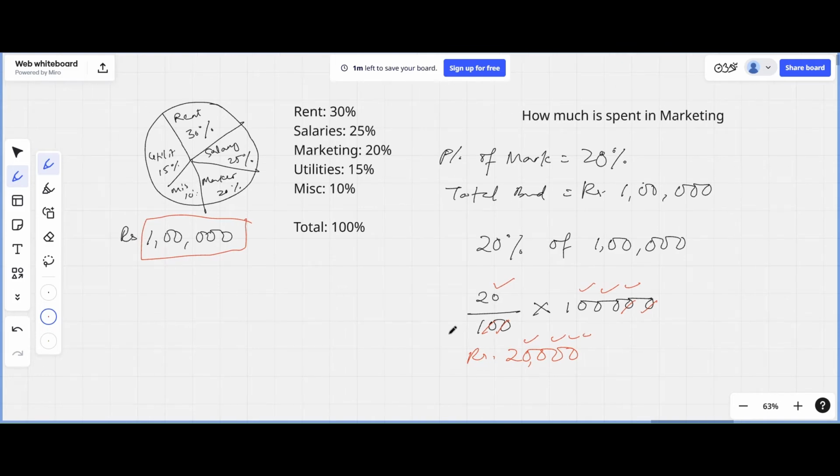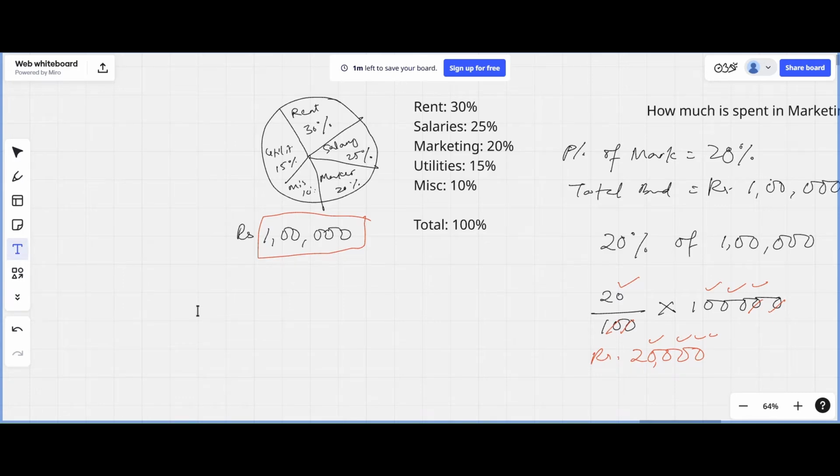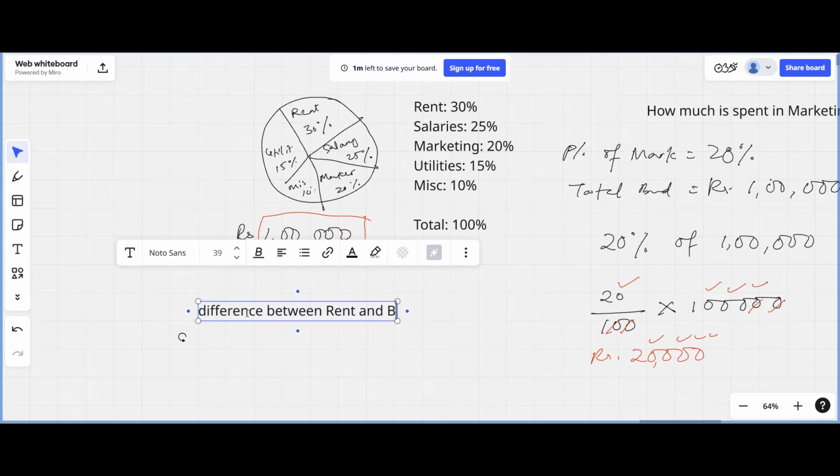Now the next question: what is the difference between rent and utilities? Do this while I just go to the washroom. Just a second. For this you will find out the amount of rent and the amount of utilities, and you'll subtract that. I'll give you like 2 minutes. I'll just go. Wait, just give me a second.